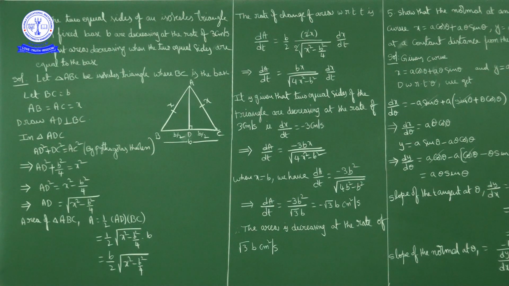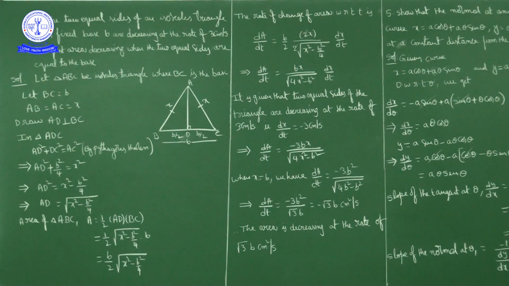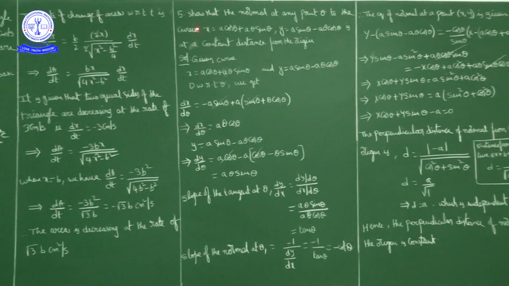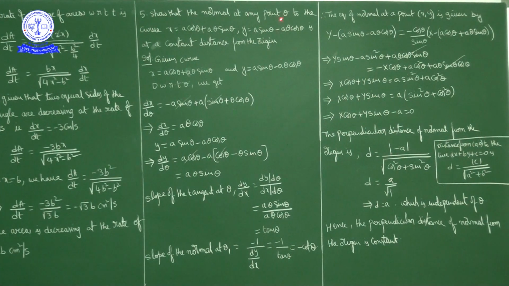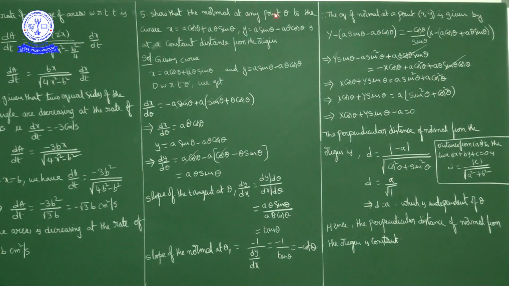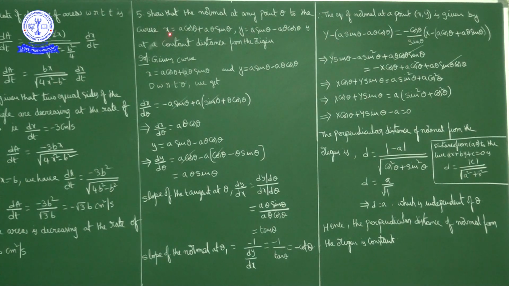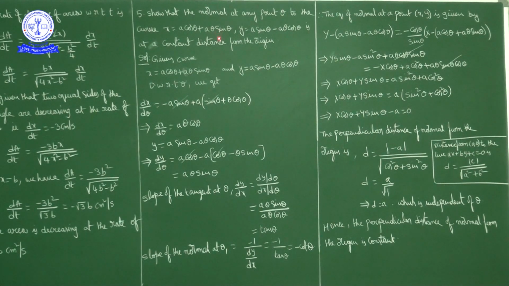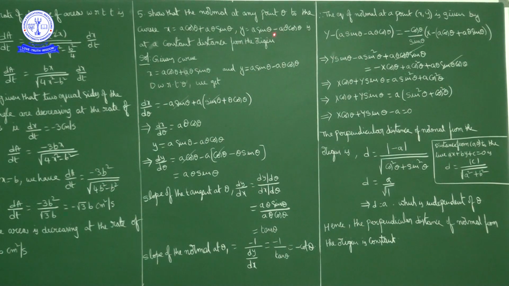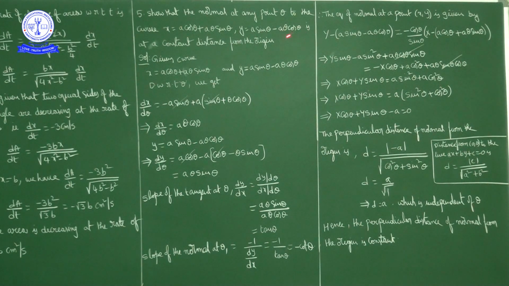Okay. The next question, question number 5. Show that the normal at any point theta to the curve x is equal to a cos theta plus a theta sin theta, y is equal to a sin theta minus a theta cos theta, is at a constant distance from origin.